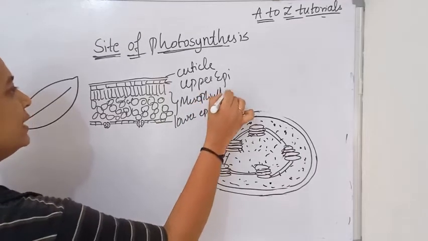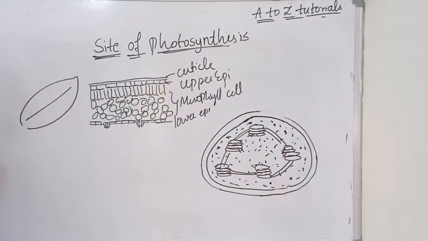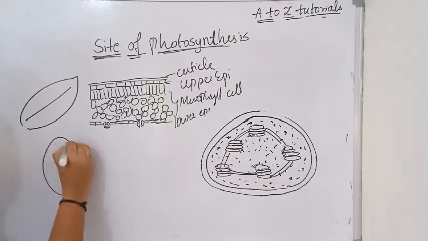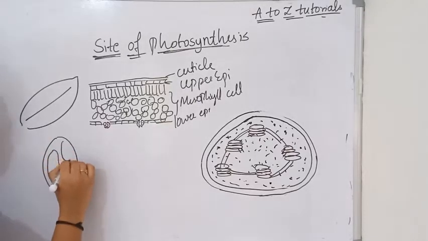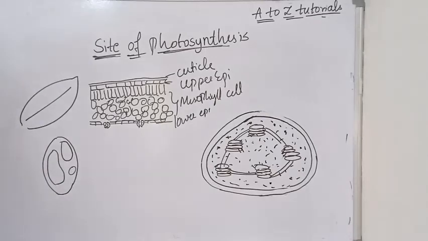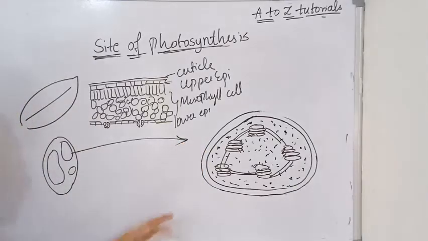The mesophyll cells. Okay, when we enlarge this particular mesophyll cell, it is having a large vacuole and the nucleus, and the very important structure, that is the chloroplast. Okay, that is the chloroplast. When we enlarge this chloroplast, it looks like this.